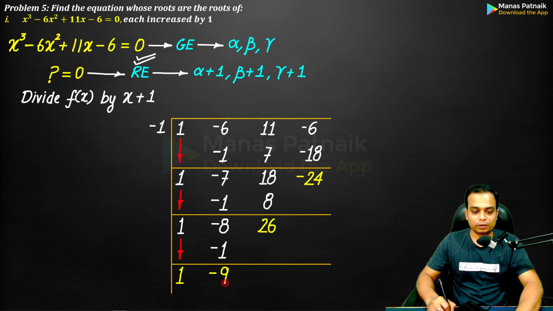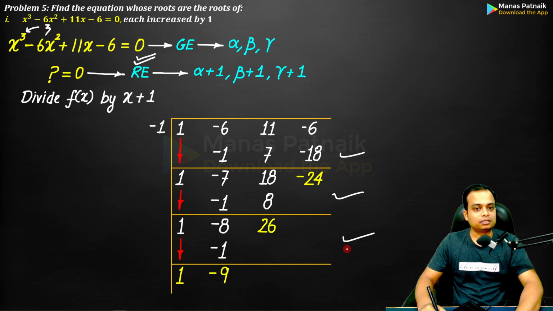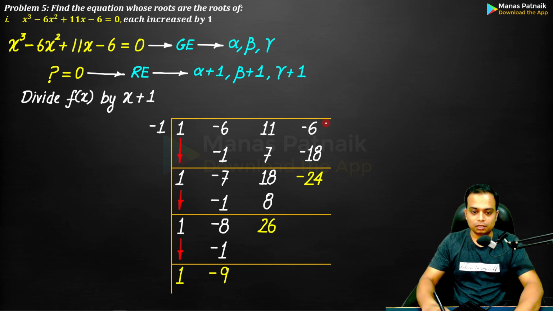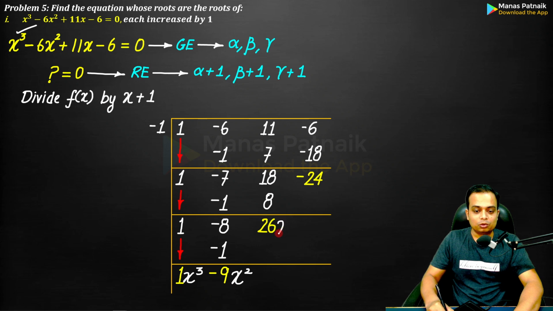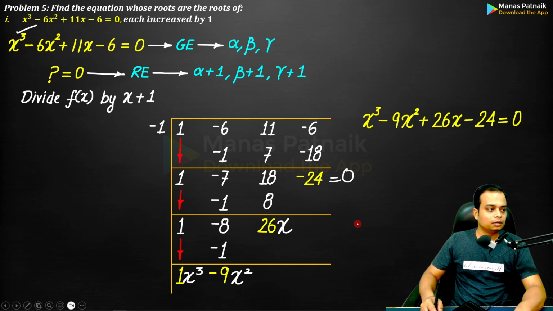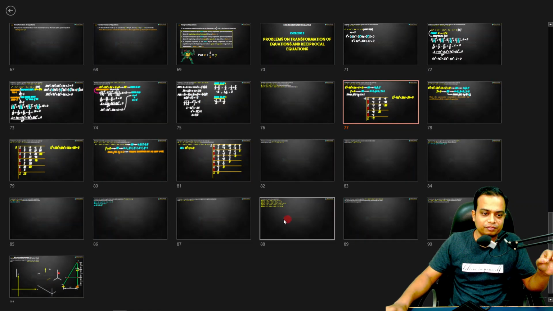Whenever you see the degree is 3, that means make 3 boxes. 1, 2, 3. That is enough. If the degree is 4, make 4 boxes. That's the approach. Now this happens to be a cubic equation, so we are going to simply write 1x cube, 9x square, 26x, 24 is equal to 0, something of this sort. Easy, right? So the first part we have cracked.